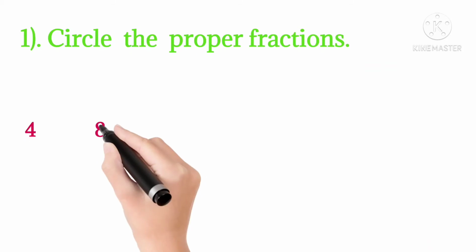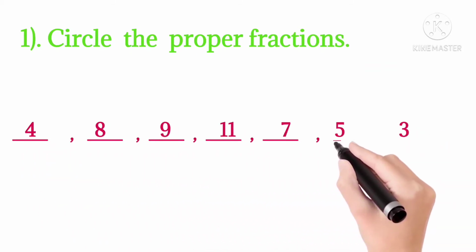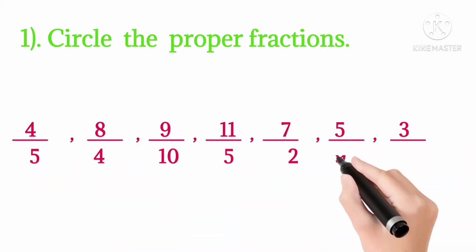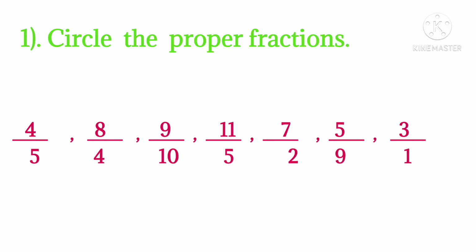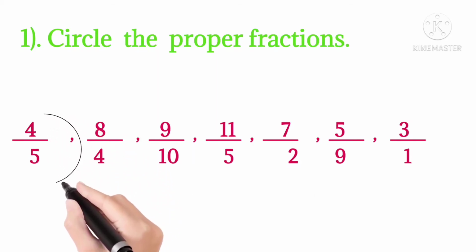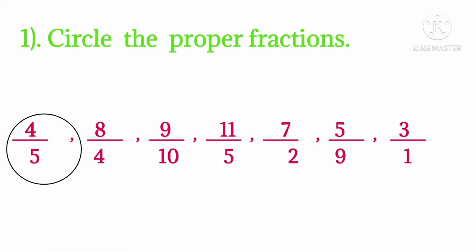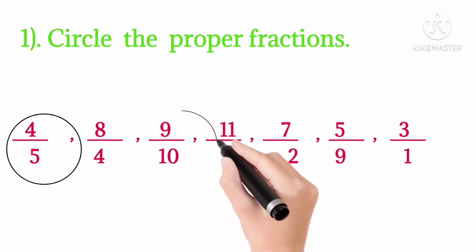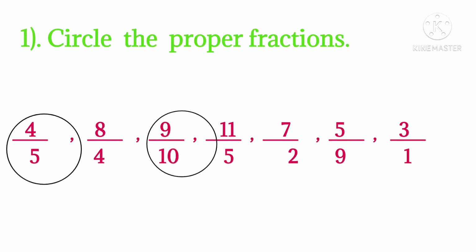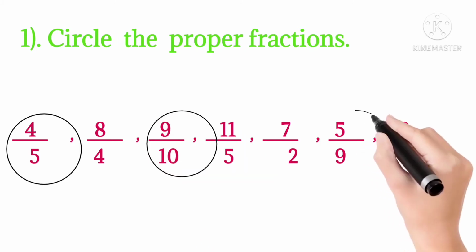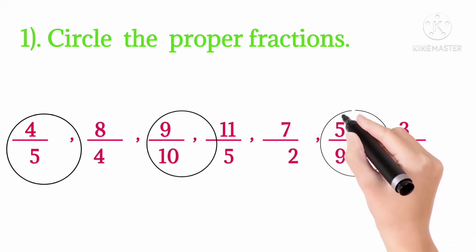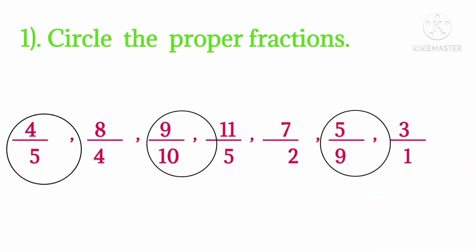Next, questions: circle the proper fractions. We know that in proper fraction, numerators are lesser than the denominator. So, first one is 4 by 5. Second, 9 by 10. Third, 5 by 9. These are the proper fractions.